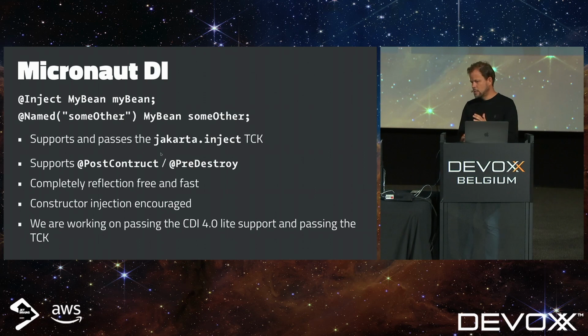Dependency injection, like I said, is a key building block of Micronaut. So Micronaut DI is based on JSR 330. We support post-construct and pre-destroy. We also worked with the CDI specification process to define CDI 4's Lite profile, and we're working towards passing the TCK. So we may support CDI Lite in the future once we get to the point of passing all the TCK, and it's completely reflection free and fast.